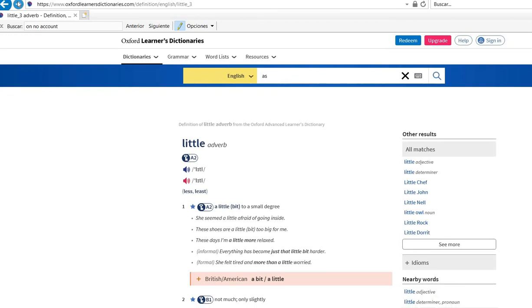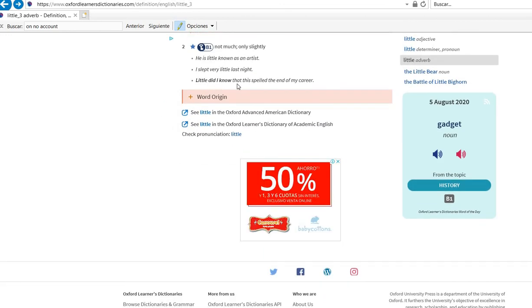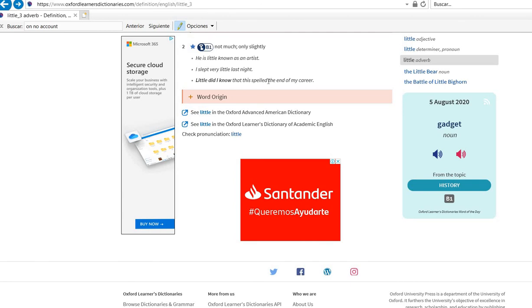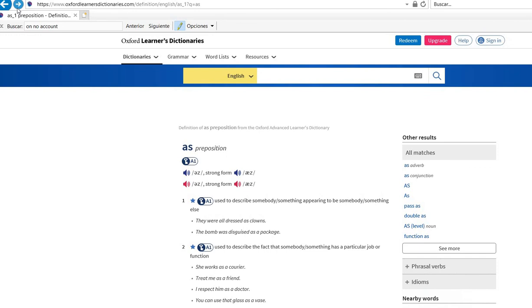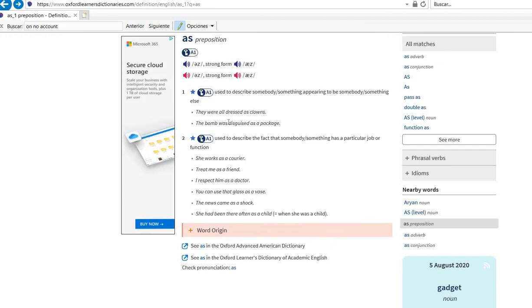And you will find the typical example with little at the beginning. Little did I know that this spelled the end of my career, right? Notice spelled, regular form rather than spelt, because it is more normal here. Little did I know, right? Little did I know. So I was surprised to hear that. And then I wanted to show you as a preposition, but remember that as can be an adverb and a conjunction, and you get all the role meanings, right? As clowns, as a package, as a courier, as a friend, and so on and so forth.